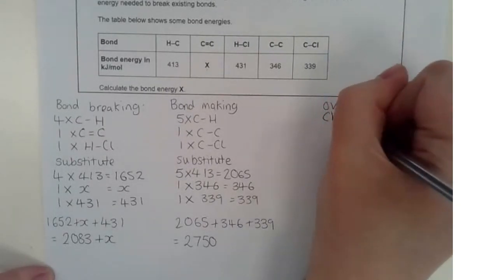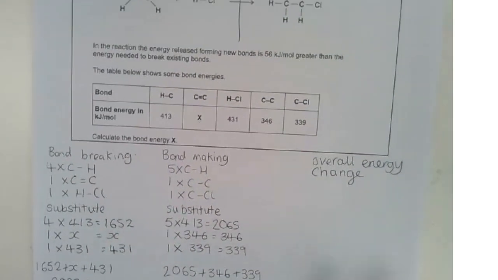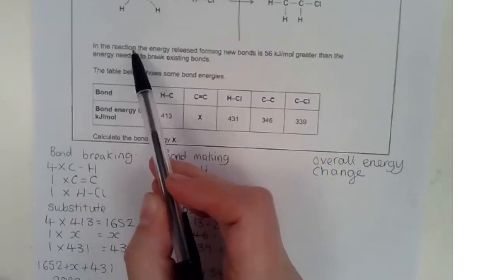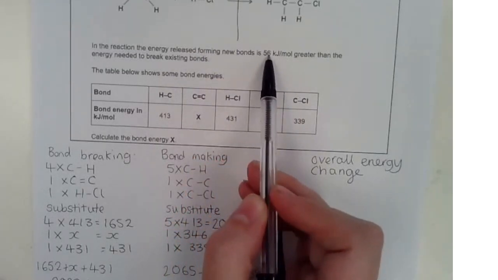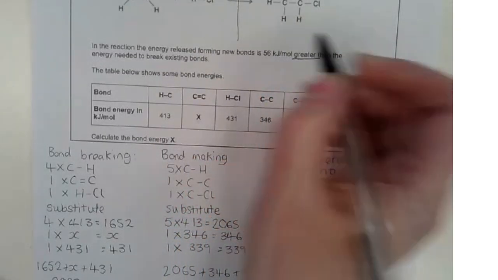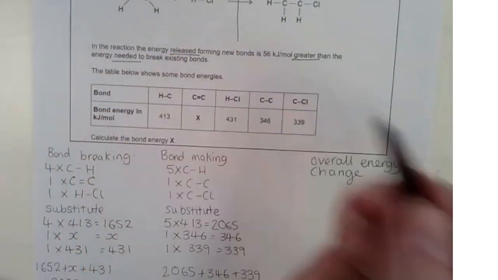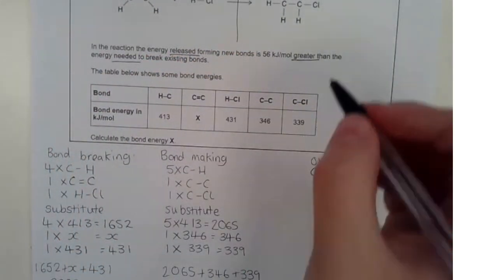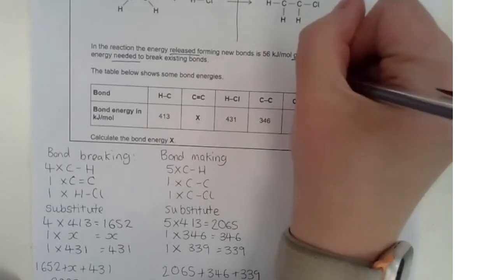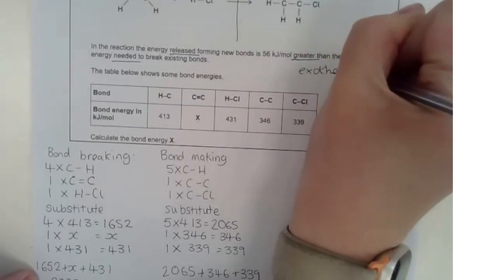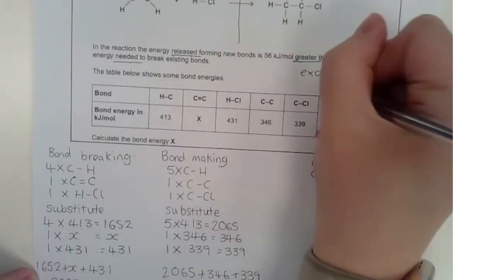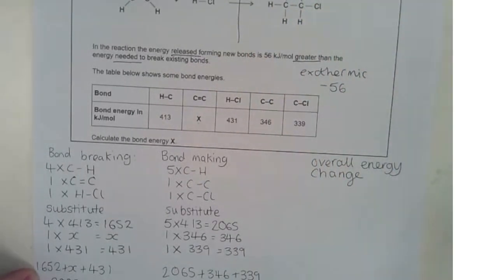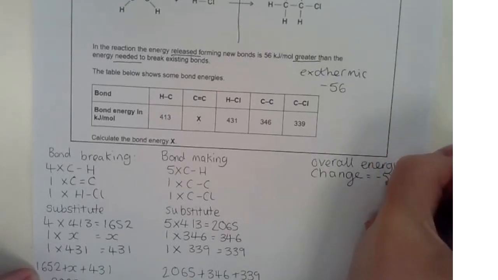I now need to think about the overall energy change. And this comes back to the first skill we practiced in today's lesson, because I have a sentence here saying that in the reaction, the energy released forming new bonds is 56 kilojoules per mole greater than the energy needed. What this is telling me is that the energy released is more, so this is an exothermic reaction. Therefore, my overall energy change is going to be negative 56 kilojoules per mole.